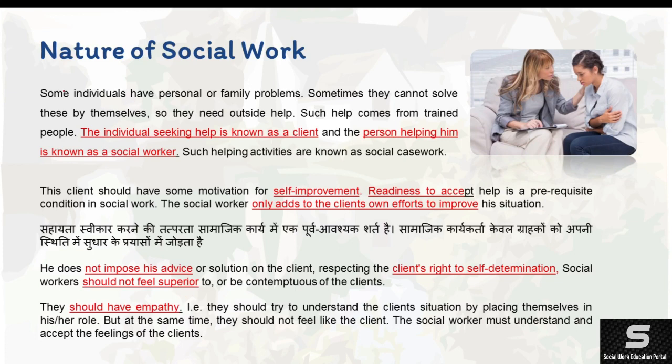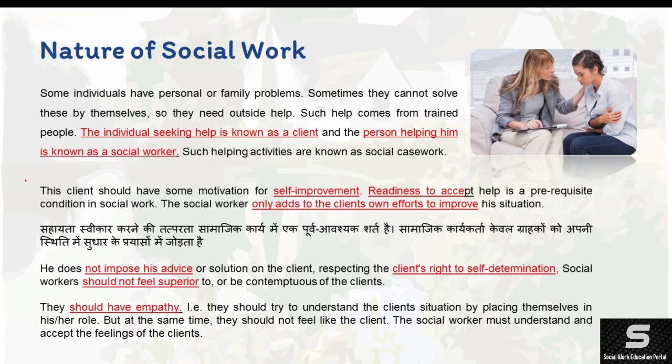Now the next, that is nature of social work. समाज कार्य का नेचर किस प्रकार का है उसको अंडरस्टैंड करते हैं. जैसा कि हम जानते हैं कि the individual that is seeking for the help that is known as client. क्लाइंट इसको बोला जाता है जिनको मदद की ज़रूरत होती है. And a person who is giving the help that is known as social worker. जिनके द्वारा मदद दी जाती है, उनको काउंसलिंग प्रोवाइड की जाती है, हेल्प की जाती है, तो उनको बोलते हैं सोशल वर्कर. So such types of activity which involve, that is known as social case work.